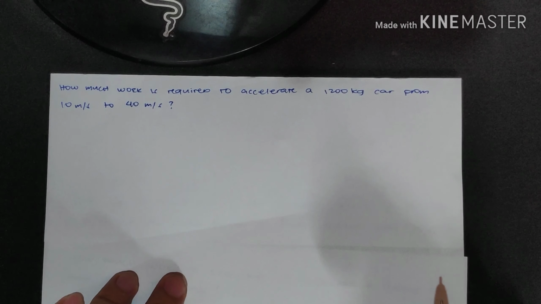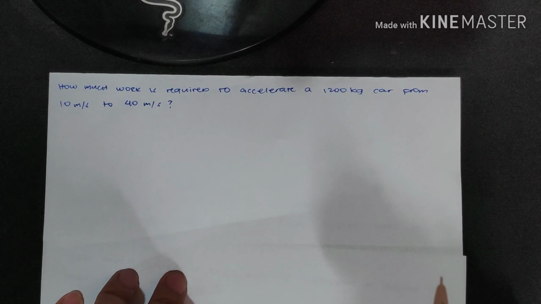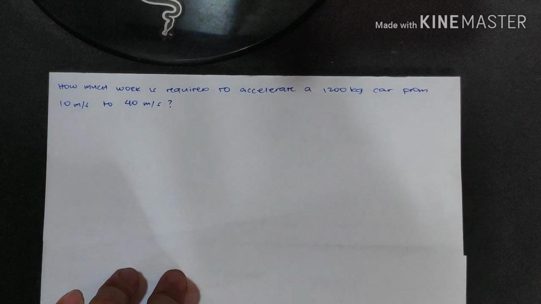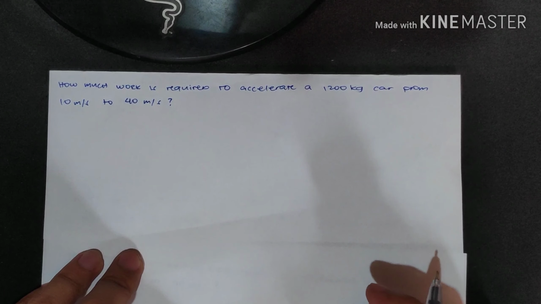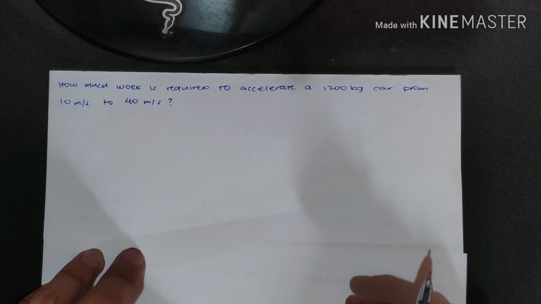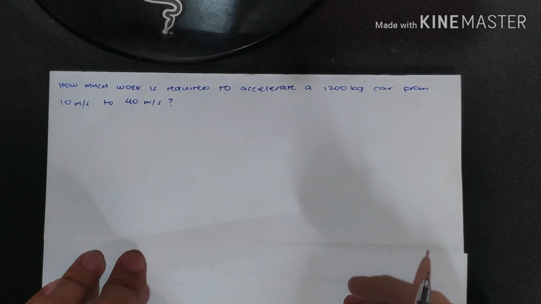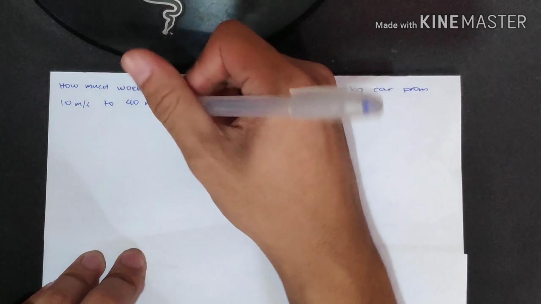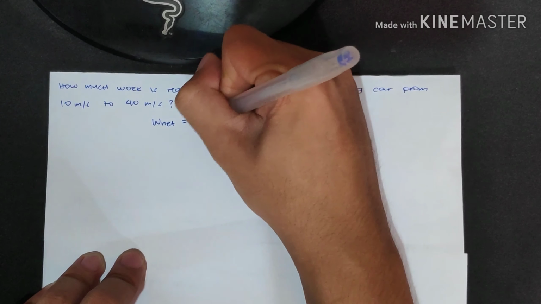Another example. How much work is required to accelerate a 1,200 kilogram car from 10 meters per second to 40 meters per second? So in this problem, we are going to find the net work done to accelerate the car from 10 meters per second to 40 meters per second. The work-energy theorem states that the net work done on an object is equal to the change in its kinetic energy. So the net work is equal to the change in kinetic energy.